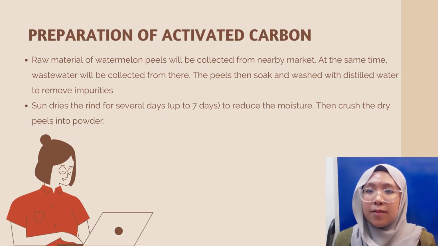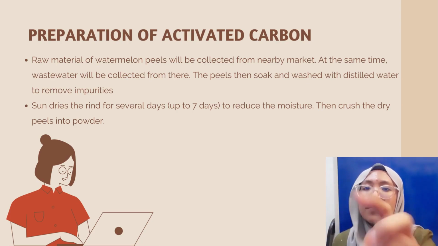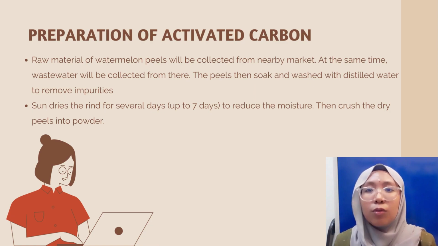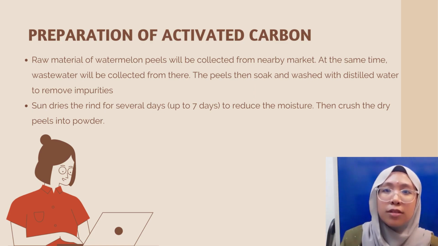Methodology for this study. First, preparation of activated carbon. Raw material of watermelon peels will be collected from nearby markets at Pagoh or Muar. At the same time, wastewater will also be collected from there. The peels will then be soaked and washed in distilled water to remove the impurities. Then the rind will be sun-dried for several days, up to 7 days, to reduce the moisture.